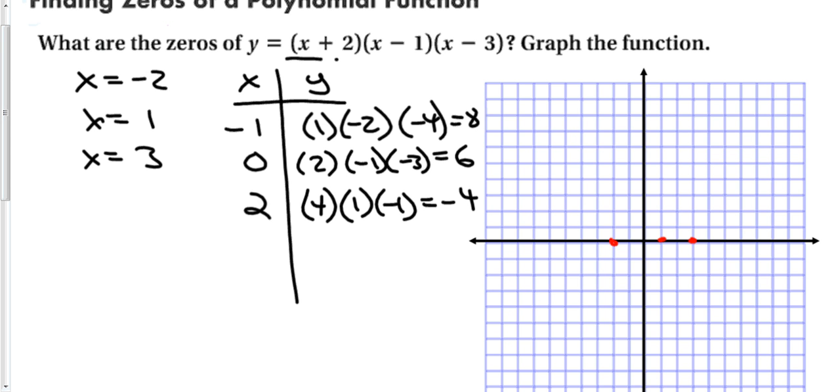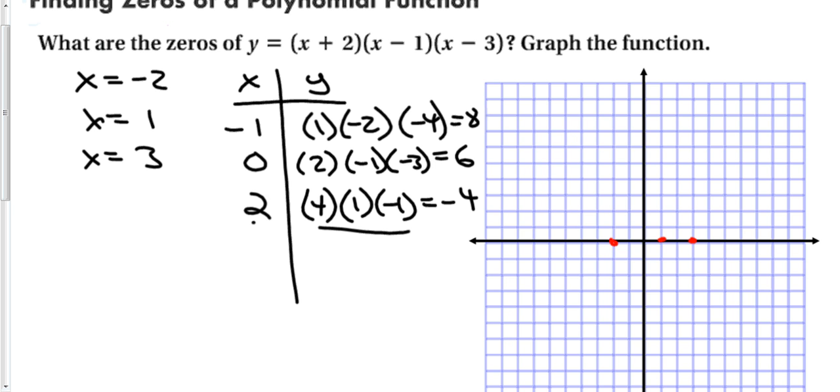Okay. If you're not sure where I'm getting these numbers from, all I'm doing is taking 2 and plugging it into all 3 of these. Plug 0 into all 3 of these. Plug -1 into all 3 of these and multiply them all together. Okay, so now I have a couple more points, which I can then graph.